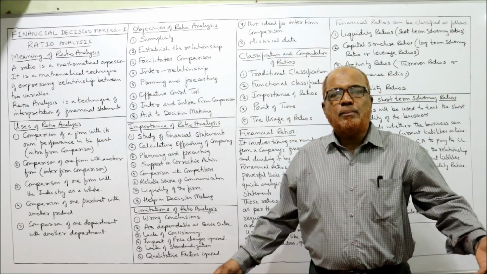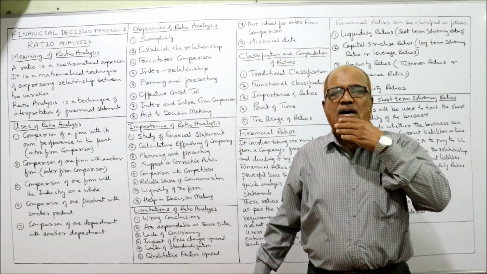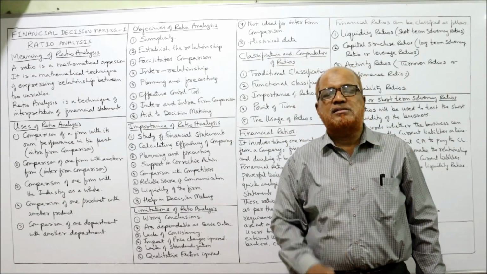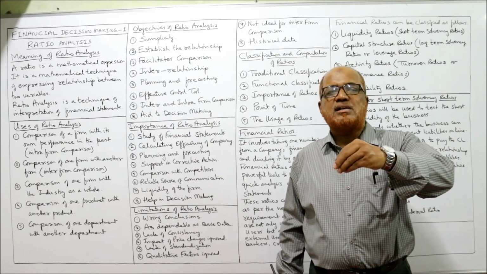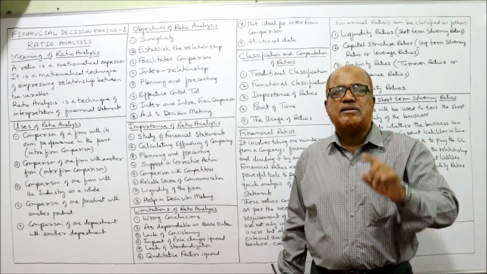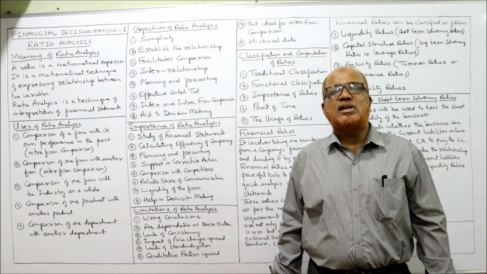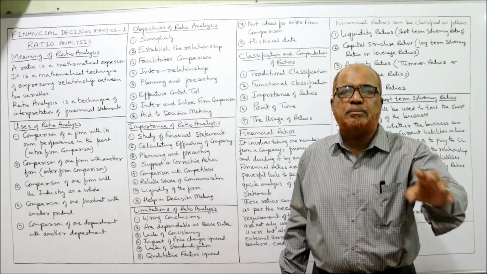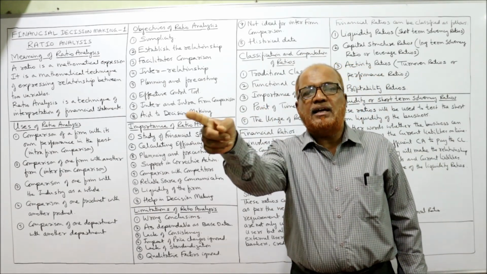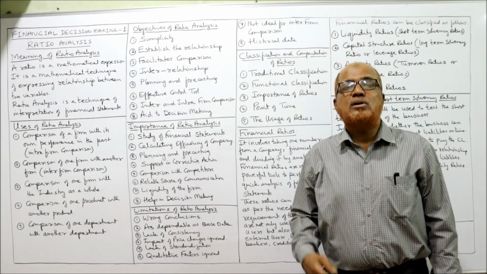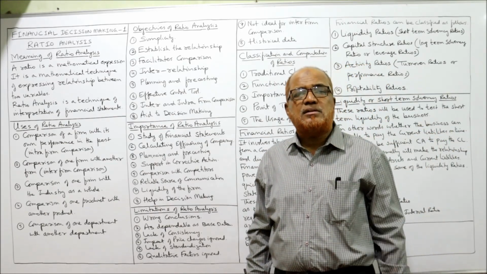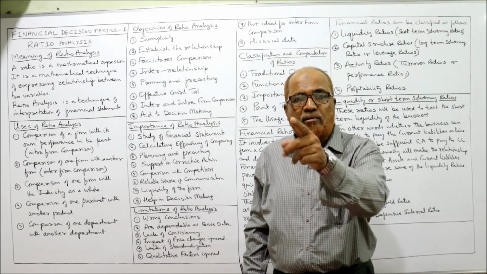Simple example: if two institutes are there, A institute and B institute, both have given advertisements. A institute says our results are 100%, and B institute says our results are 99%. So if we go only by percentages, we think that A institute is better because it gives 100%, whereas B institute has given 99%. So A is better, but your conclusion is wrong.